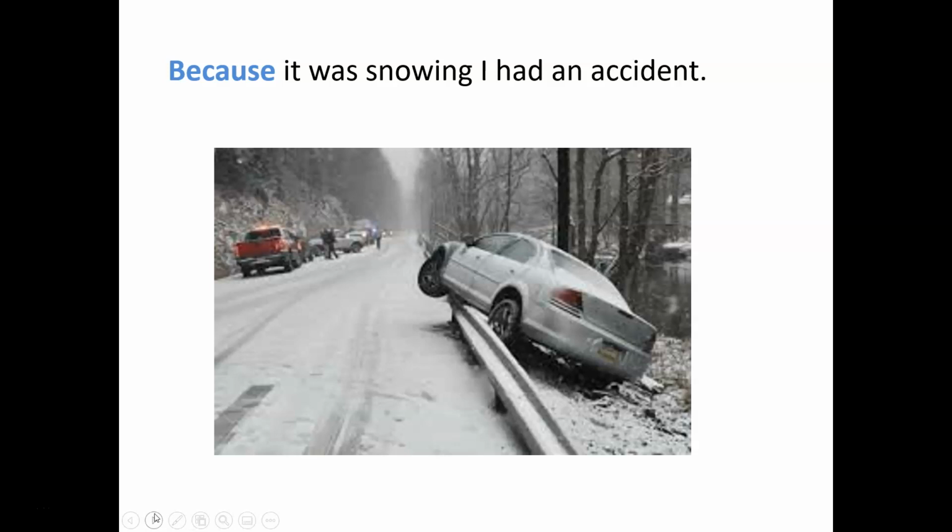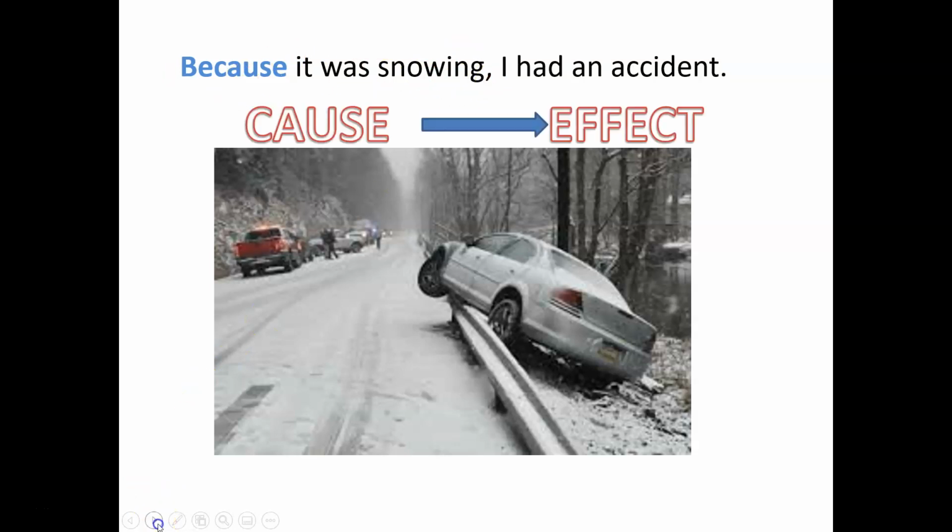You might have studied this before in writing class or in another class, that we could say it in either direction. I had an accident because it was snowing, or because it was snowing, I had an accident. However, if we say because first, we need a comma in the middle of the sentence, right? So if we say because it was snowing, I had an accident, the cause is first. It shows the cause, the reason, which is snow, and the effect, the accident.